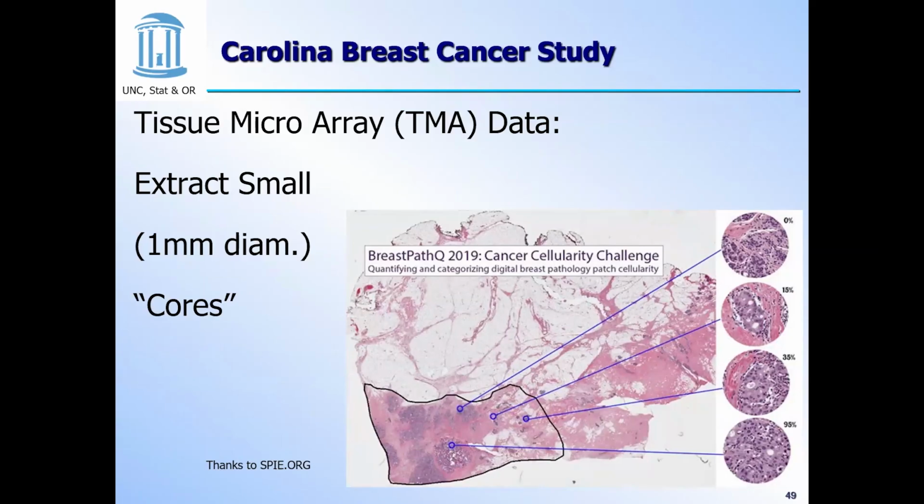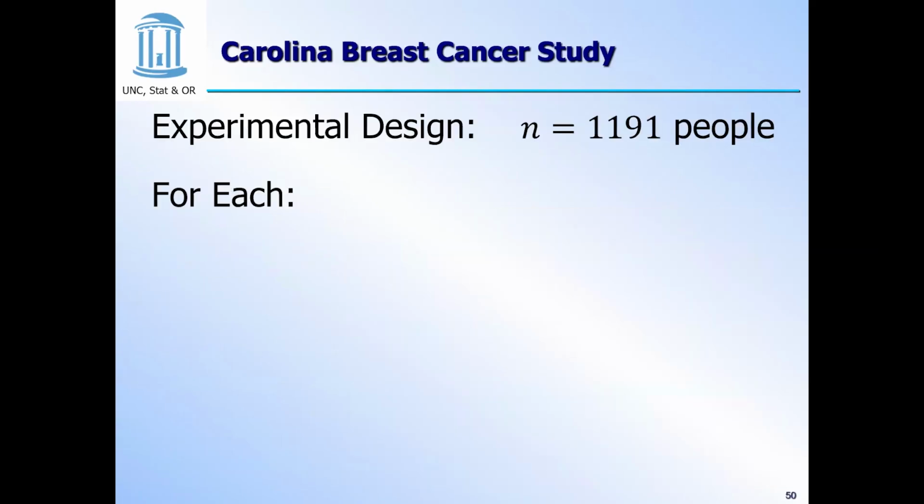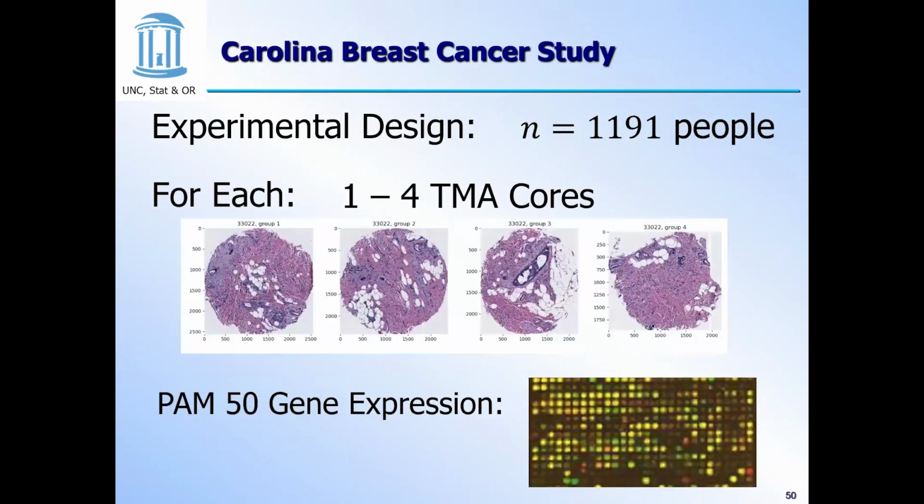They take each slice and do different things, but what I'm going to show you here is typically cores drawn from about 4 different areas and then one slice. So we get an image which looks roughly like this. Okay, so that's going to be the data objects on one side. Experimental design, we had a pretty big data set of about 1,000 people here. For each person, we've got 1 to 4 of those tissue microarray cores.